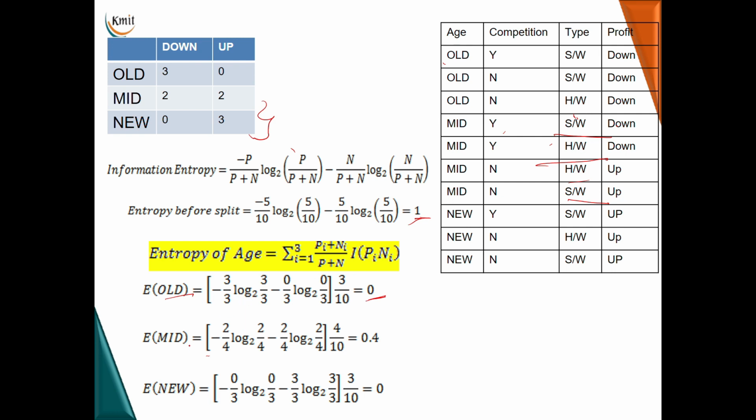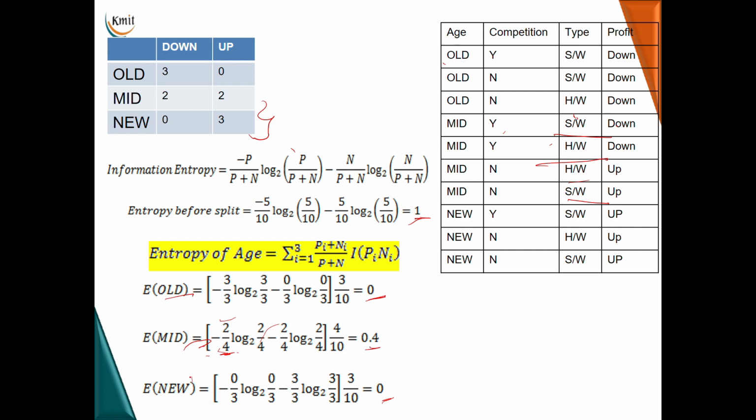Now middle. In middle, what is happening? I have 2 ups and 2 downs. So the same thing: 2 by 4. Why is it 4? P is 2, N is 2, so 2 plus 2 is 4. 2 by 4 minus 2 by 4, again this is your 0.4. Next, for new it is 0.